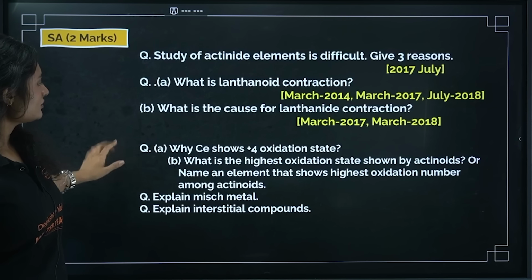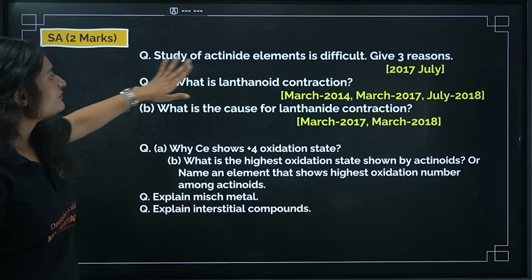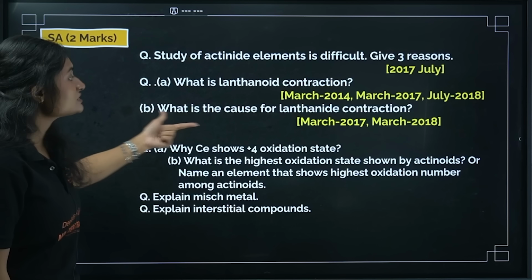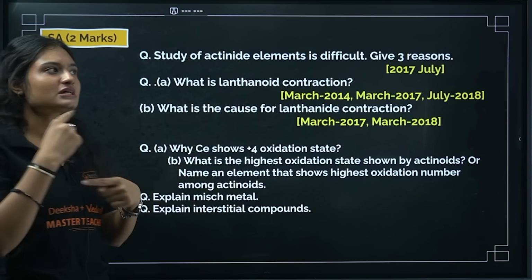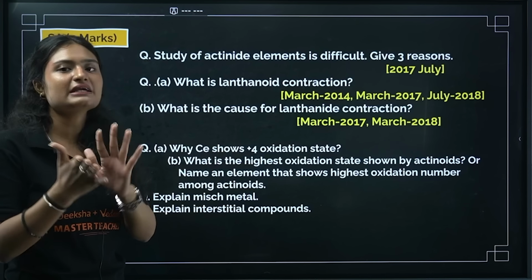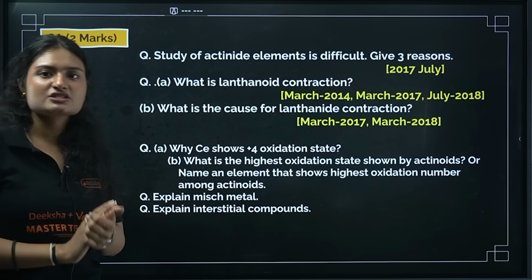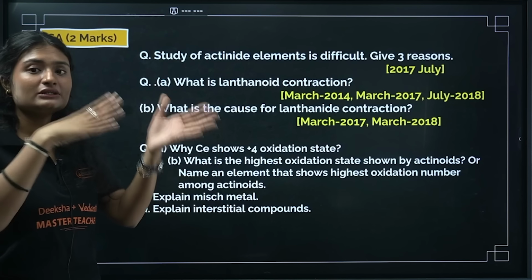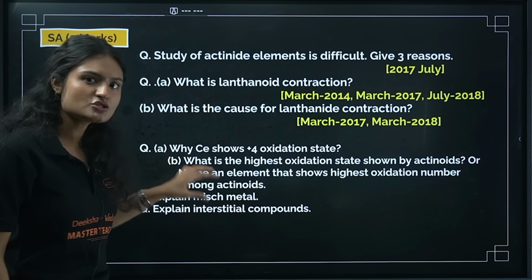Next we have explain misch metal and interstitial compounds. Study of actinoid elements is difficult, give 3 reasons. What is lanthanoid contraction? What is the cause for lanthanoid contraction? Again, I told you some questions you will be seeing in your 3 marker also, because they can get combined. Some question they'll take from here, and 1-2 extra questions they'll add in, and make it a 3 marker question. But from that 3 marker question, they also take 1-2 parts and make them 2 marker questions.